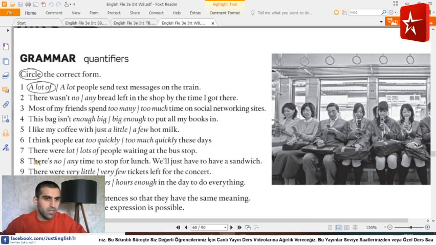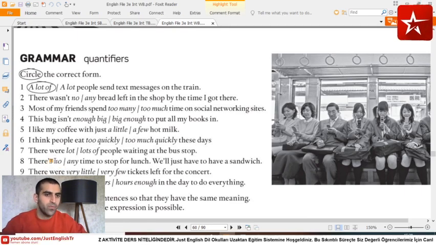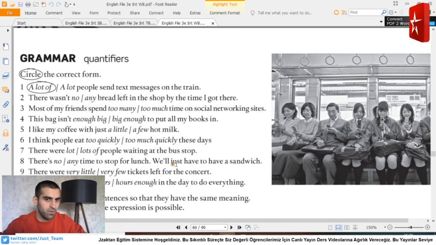Great. Number 8. There is no time or there is any time to stop for lunch. You will just have to have a sandwich. Mr. Mustafa wrote lots of people. Thank you, Mr. Mustafa. For number 8, we have to write the correct answer here. Esra says any, Irina says no. Okay, no time, Mr. Mustafa says. We will see. I will explain why. Melis says no time. Yes, the correct answer is no. Why not any? Because if we use any, we must use not here. There is not any, but here we don't have not. So the correct answer is there is no time to stop for lunch. We will just have to have a sandwich. Okay, no is the correct answer. No time.